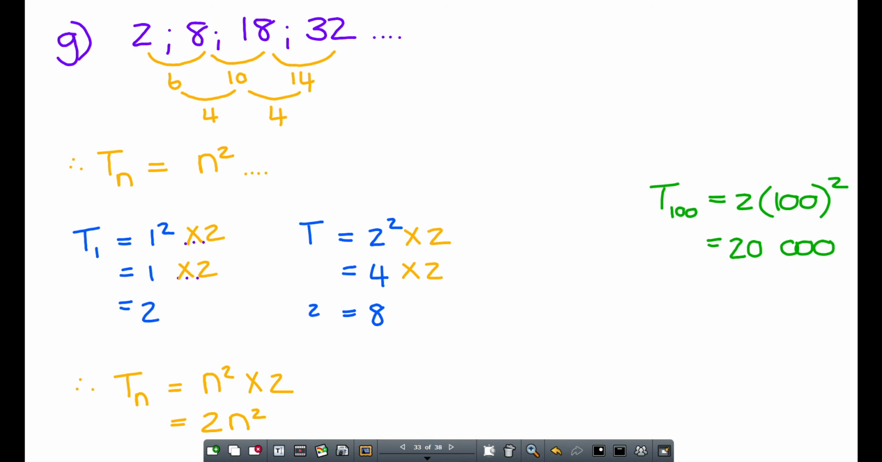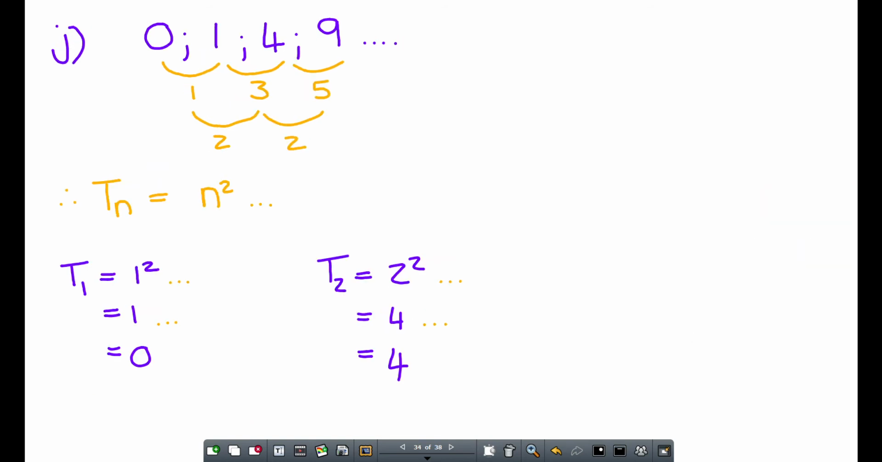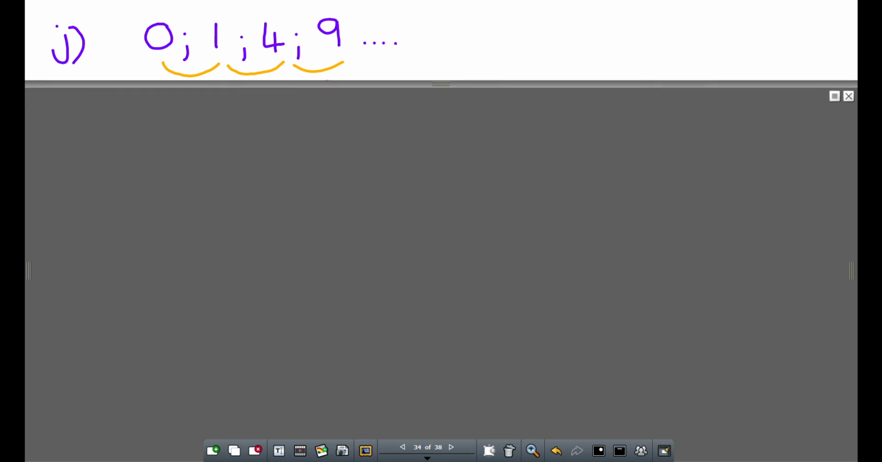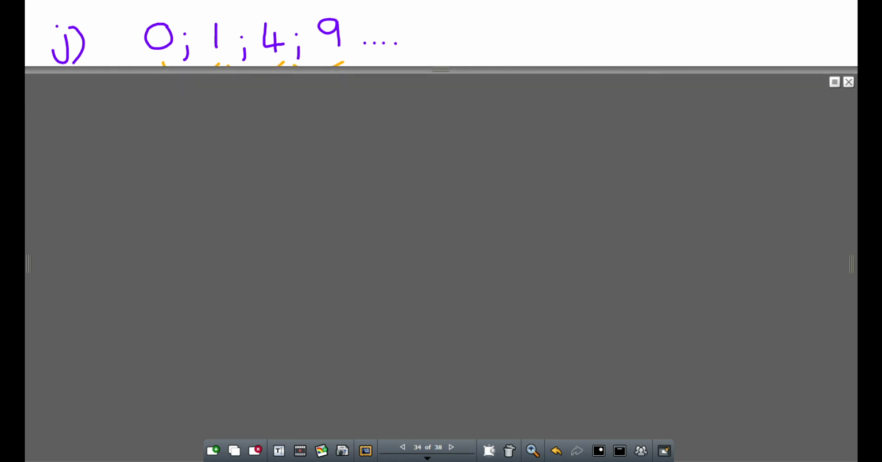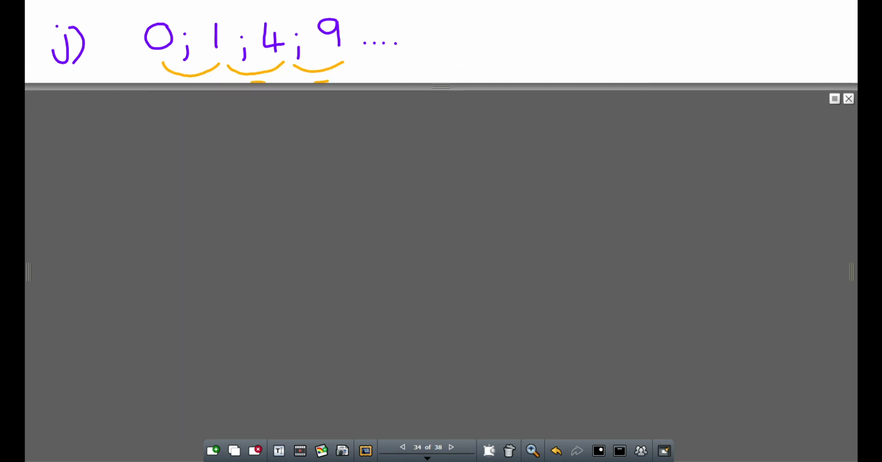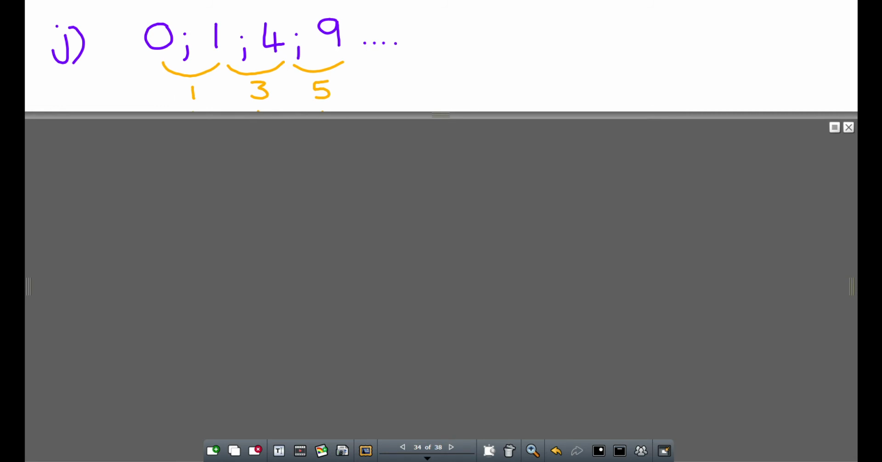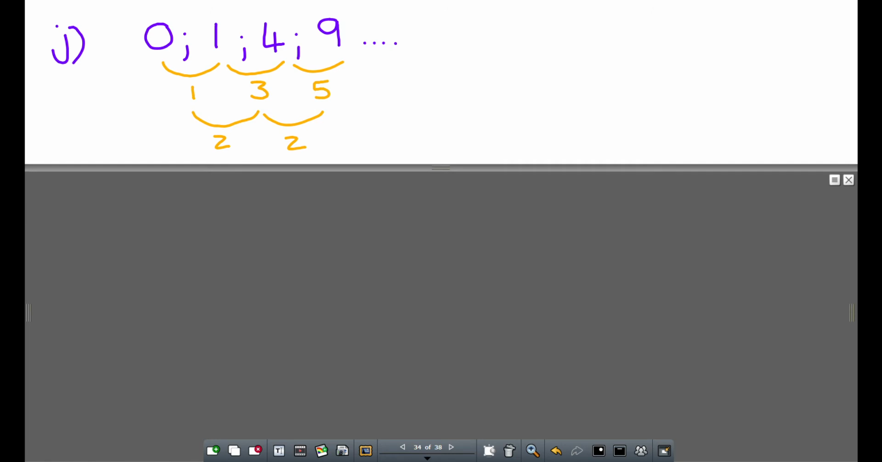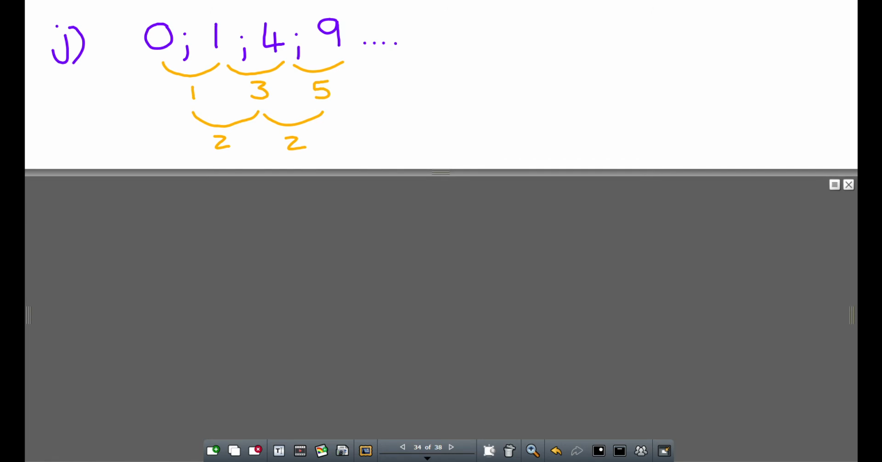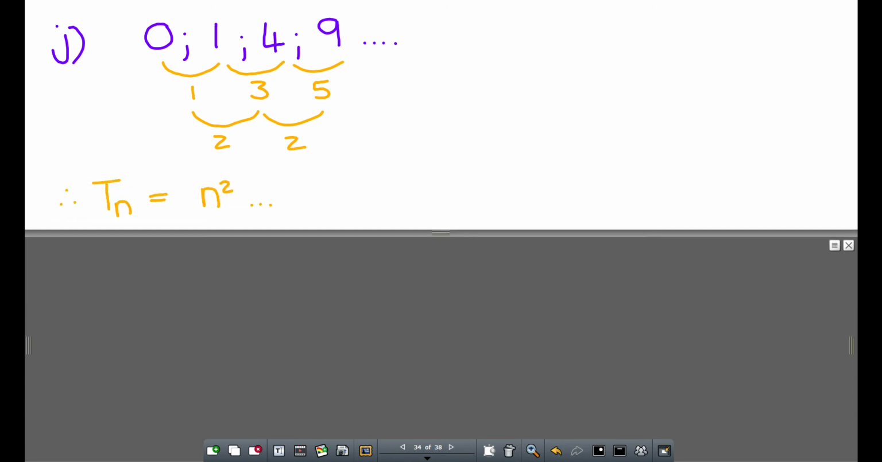Okay. So let's look at J. So 0, 1, 4, 9. Now, if I get the first difference, it's 1, 3, and 5. So it's not the same. So then we go for second difference. Then we've got a constant second difference. Which means that I will have term n is equal to n squared.